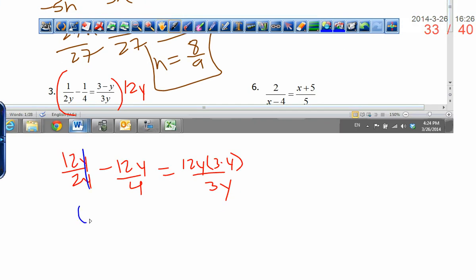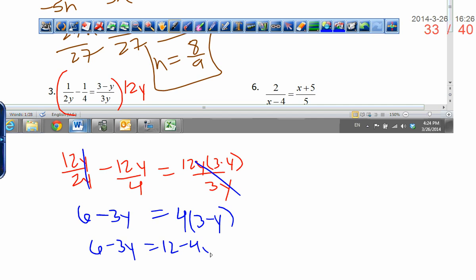The y's cancel out. I get 6. This gives me 3y. And here, the y's cancel out. 12 over 3 is 4. And then we're just distributing. So I get 6 minus 3y equals 12 minus 4y.